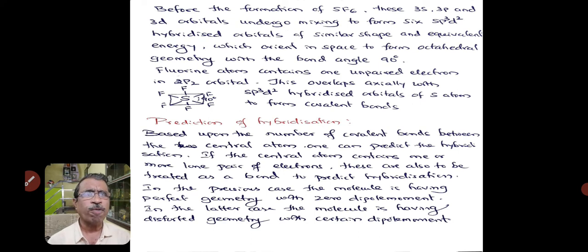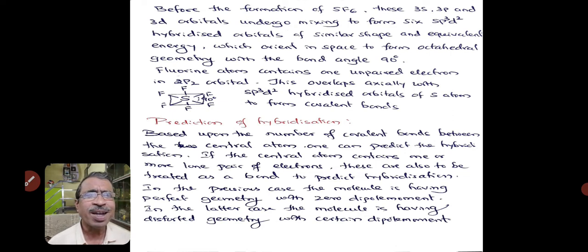Before the formation of SF6, these 3s, 3p and 3d orbitals undergo mixing to form 6 sp3d2 hybridized orbitals of similar shape and equivalent energy, which orient in space to form octahedral geometry with a bond angle 90°. Fluorine atom contains one unpaired electron in 2p-Z orbital, which overlaps axially with sp3d2 hybridized orbitals of sulfur atom to form 6 covalent bonds.